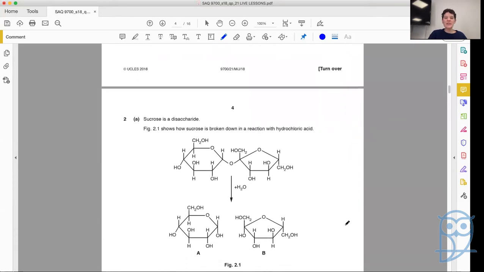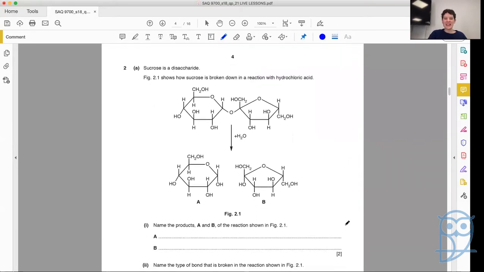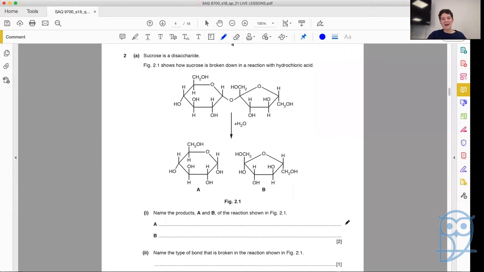And as soon as you see it, you know exactly which topic you're heading to. Biological molecules, here we come. So sucrose is a disaccharide. Figure 2.1 shows how sucrose is broken down in a reaction with hydrochloric acid. Well, we've done this because this forms part of our non-reducing sugars test. We break down with hydrochloric acid before we do a Benedict's. So we're happy so far.